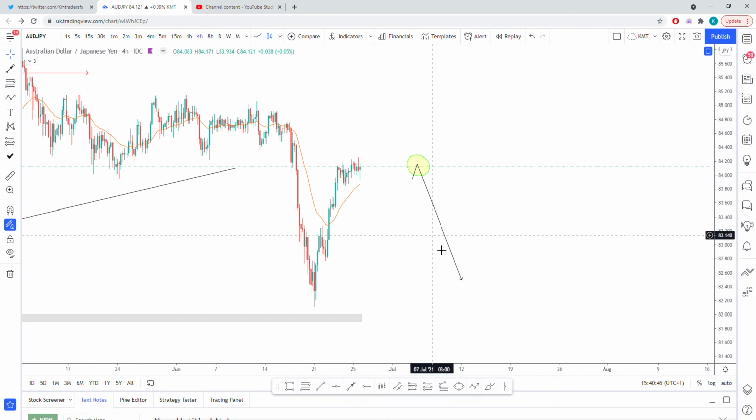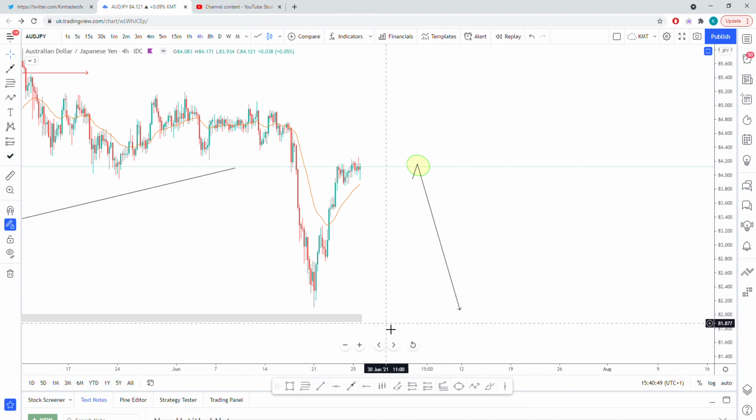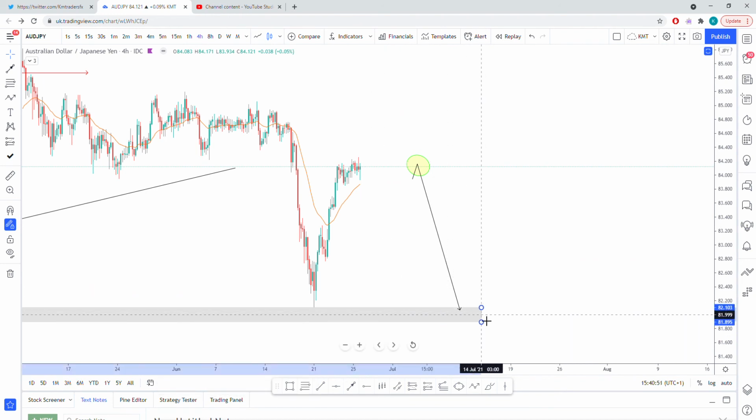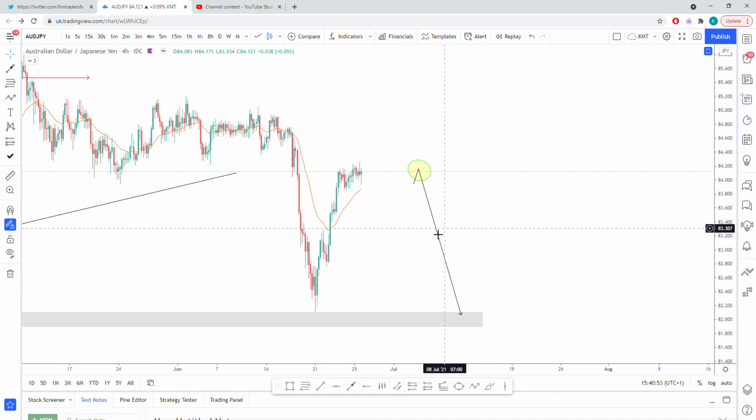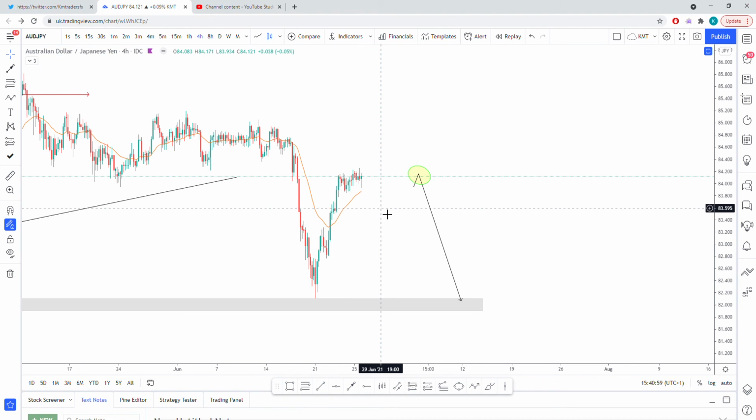If we do see that, then I'll be confident that we could be taking some sells into 82, and this will be a good trade to take in for that week. I know this will be a very big trade, 200 pips. So like I said, definitely keep an eye out on this one.